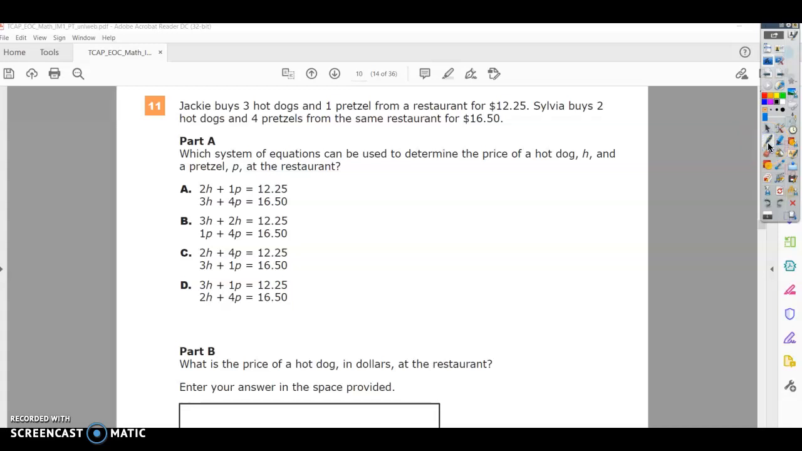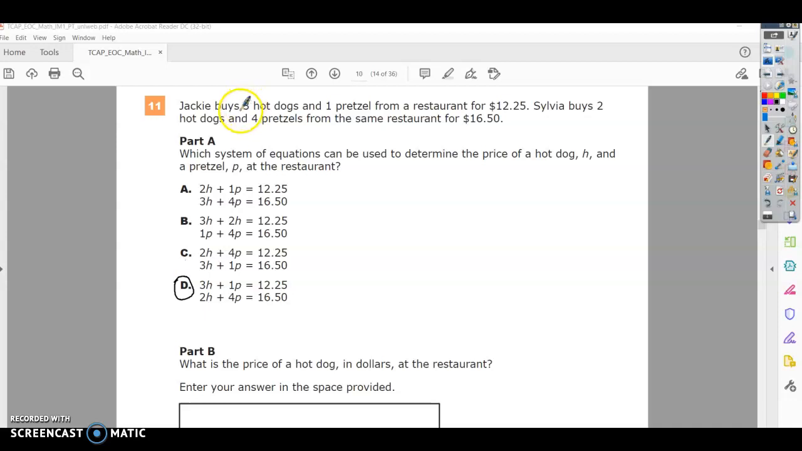Math 1 EOC Practice Test number 11, Part B. So we just completed Part A and we found that D was the correct answer for Part A. And now we want to look at Part B. Part B says, what is the price of a hot dog in dollars at the restaurant? Enter your answer in the space provided.